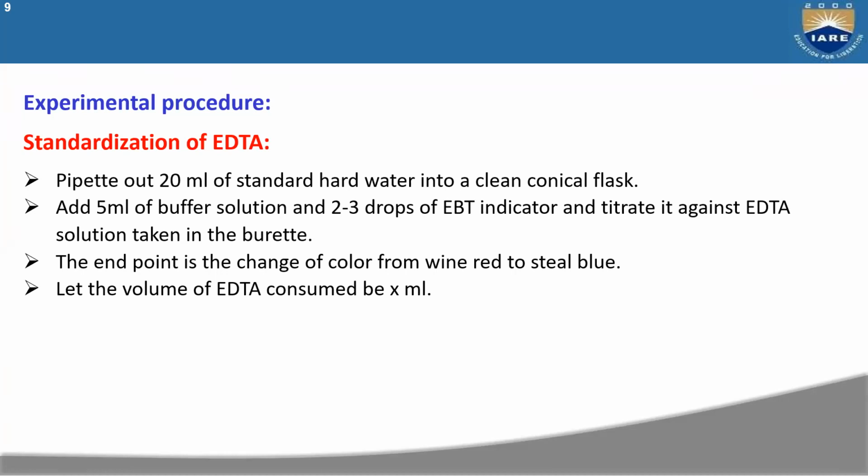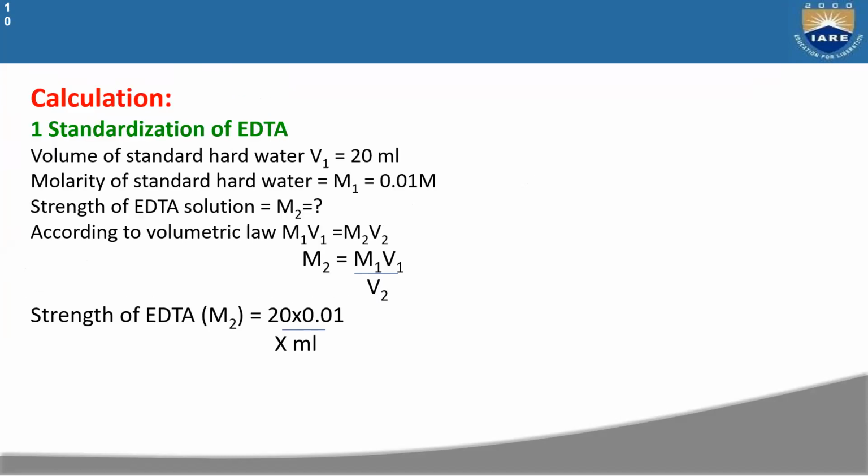Okay. So the end point is the change of color from wine red to blue. So this is the end point, not the starting point. First we get the wine red color. Let the volume of EDTA consumed be x ml. So the hard water we have to titrate with the EDTA solution. Okay, so how much amount of EDTA is consumed, that we have to find out.